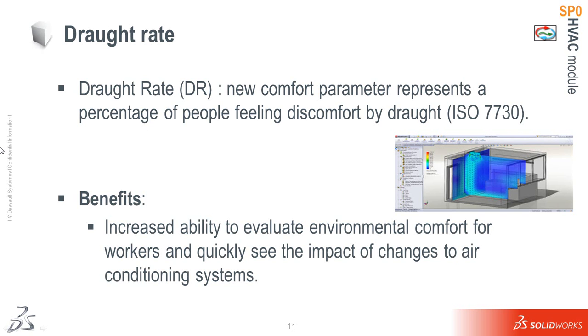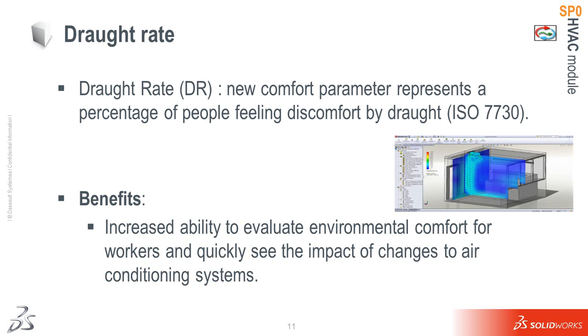Assessment of the thermal environment in the occupied zone requires knowing what is called a comfort parameter, such as the PMV, predictive mean vote, and PPD, predicted percent dissatisfied, indexes. In addition, draughts are the most common complaint when talking about indoor climate in air conditioning, buildings, vehicles, or airplanes. SolidWorks Flow Simulation 2012 is offering a new comfort parameter in the HVAC module, the Draught rate, which represents the percentage of people discomforted by draught.